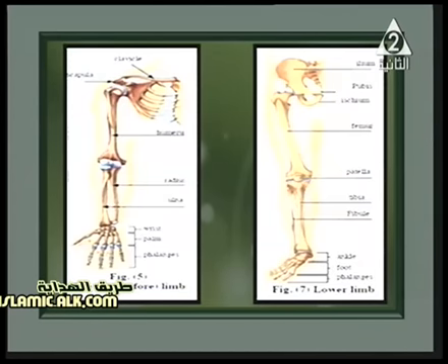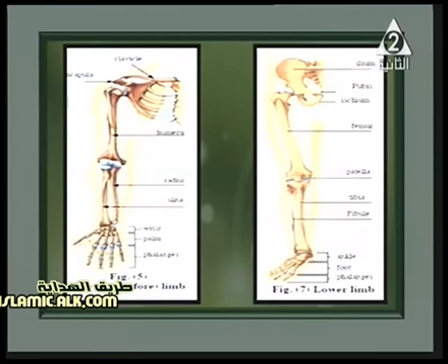Humerus bone. While the lower arm is supported by 2 bones. One of them is fixed, and the other rotates around it. The fixed one, we call it ulna.